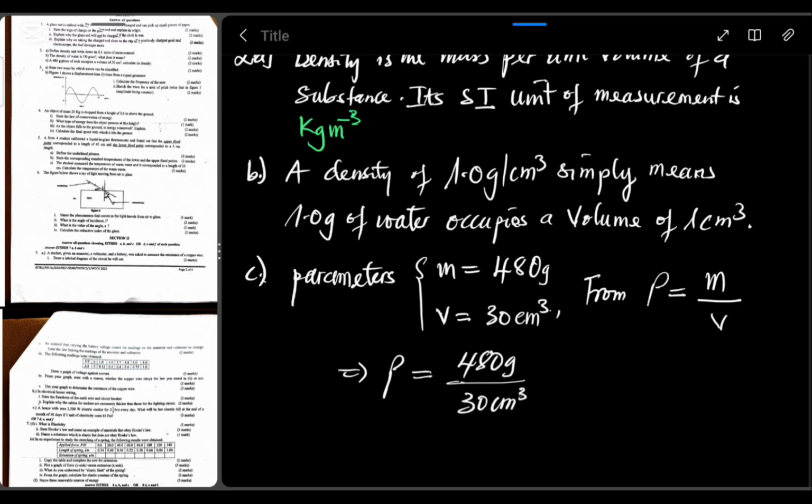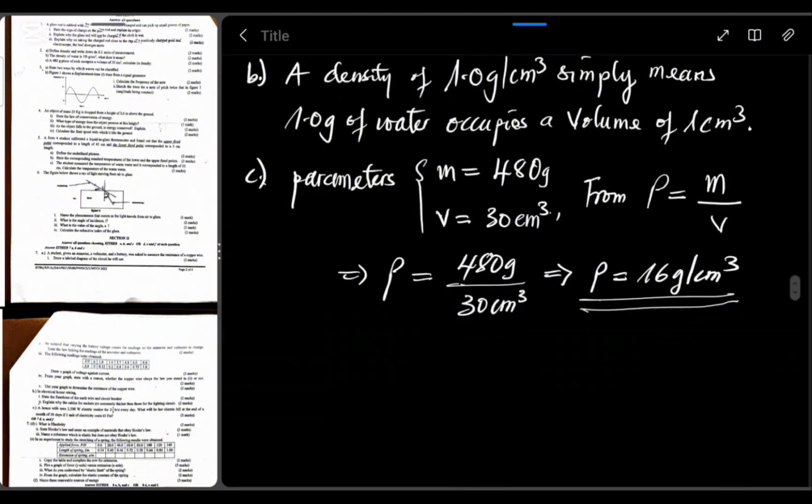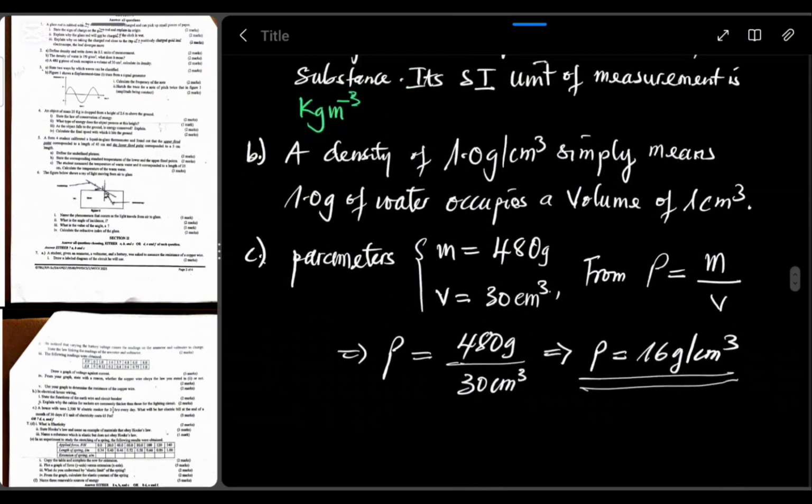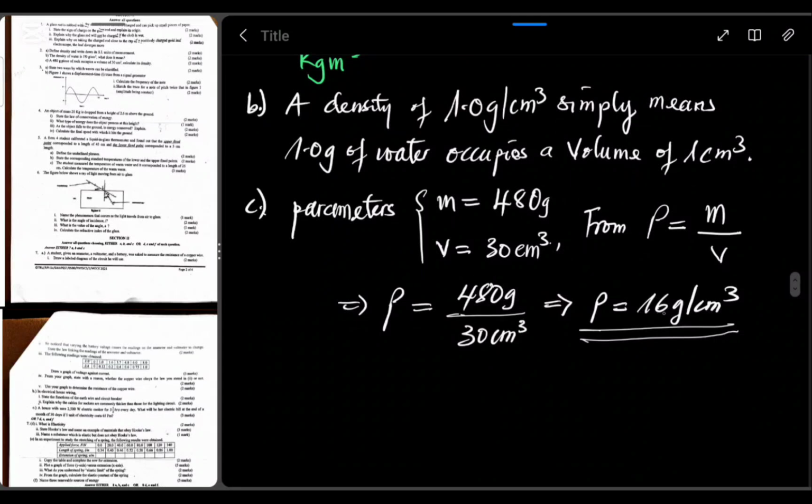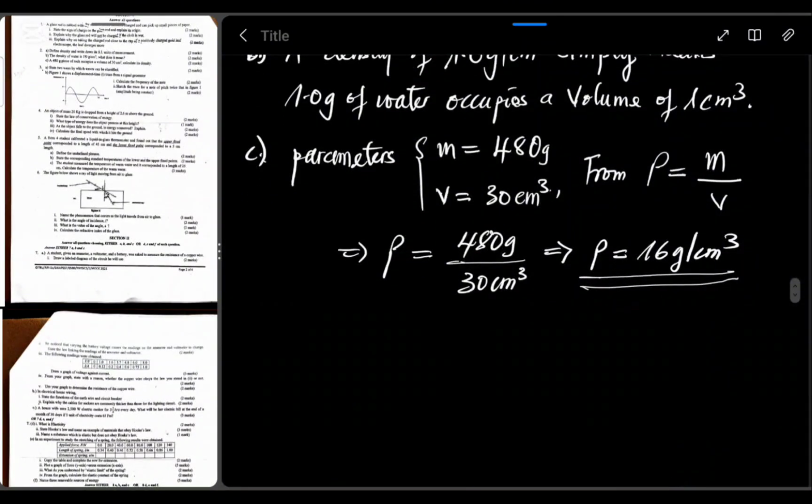30 cm cube. This boils down to, if you quickly punch, you are going to have the density to be equal to 16 gram per cm cube. Take note, you can keep your answer like this, or you can as well convert to the SI unit, which is kilogram per meter cube. That means you divide by 1,000 and you multiply by 1,000,000. Okay, now that said, let's move over to question 3.